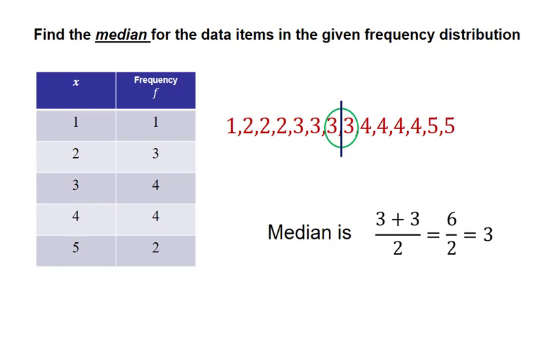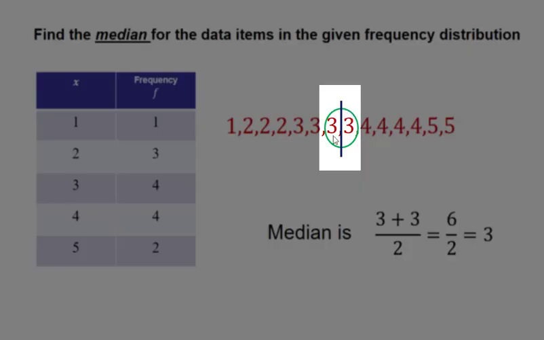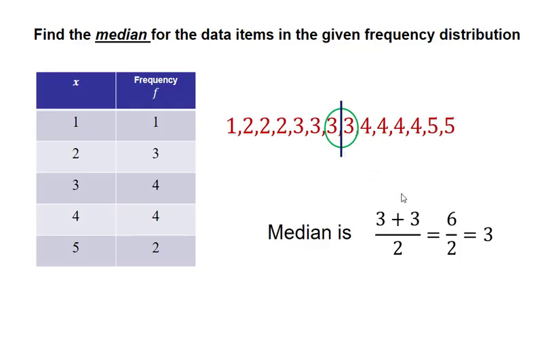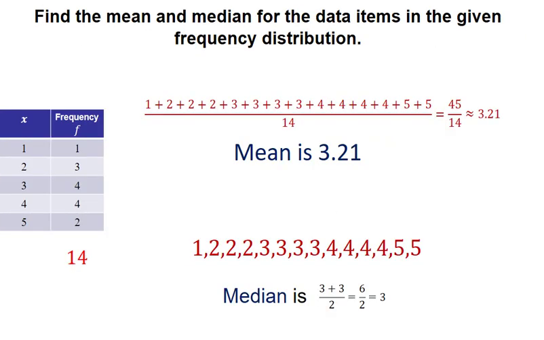Okay, now let's talk about the median. Once again, I had to list them all out. So I had only 1, 1. I had 3 2s, 4 3s, 4 4s, and 2 5s. And we just said earlier there are 14 items here, which is an even number. So when I go to the middle and I take the average of the 2 middle data items, the median is 3. Wow, this would take a lot of work if I had to write them out.